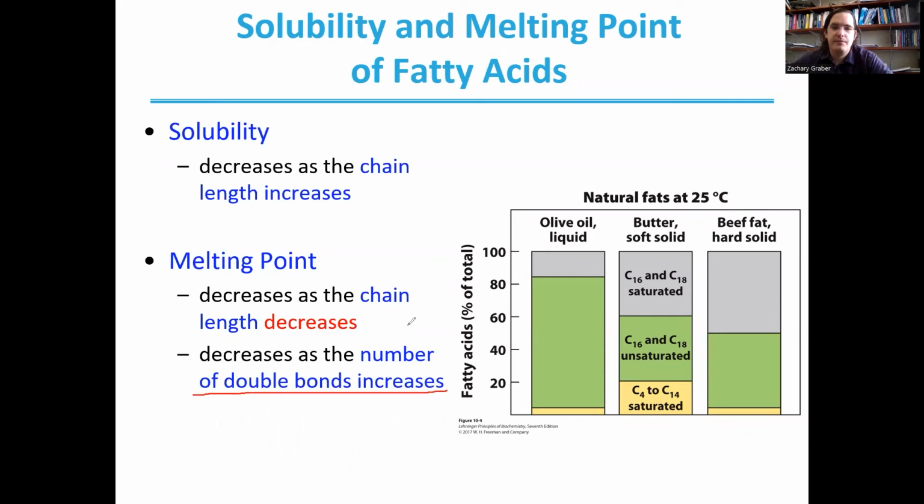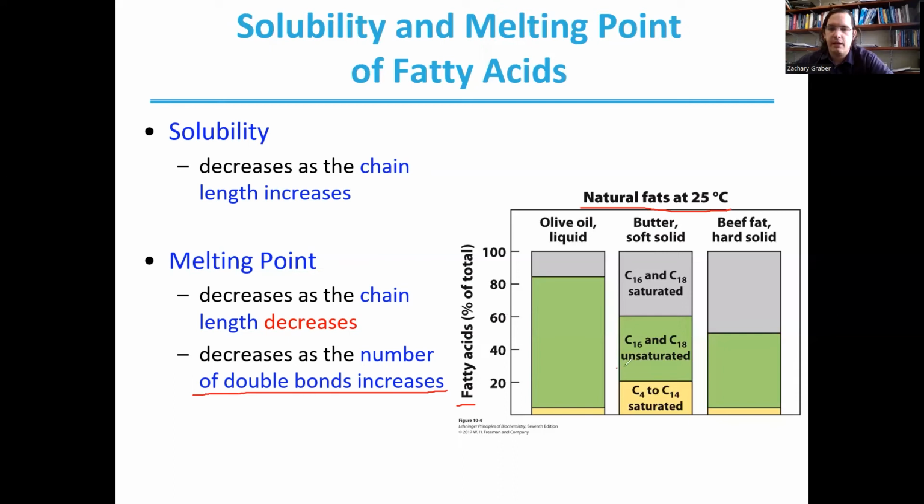So if we look at a variety of different natural fats at 25 degrees Celsius, and we look at the different fatty acid composition here, our y-axis is showing the overall percentage of our fatty acids, and of course on the x-axis we see three different fats here.